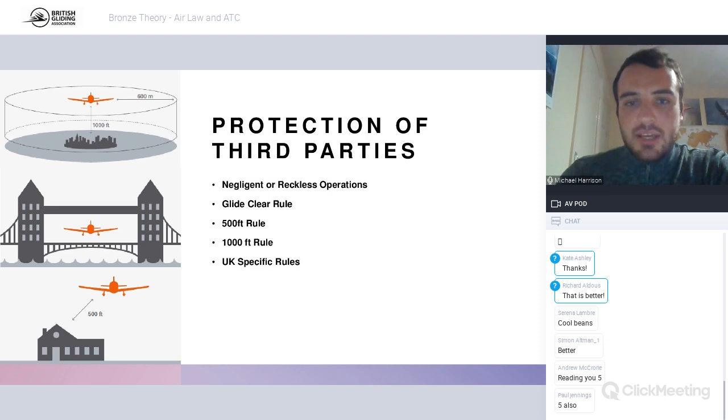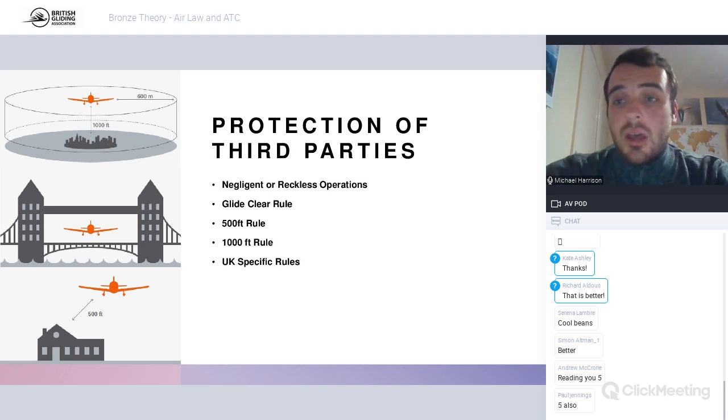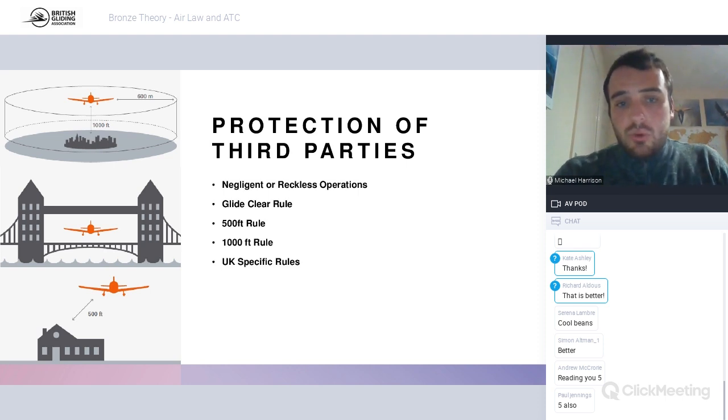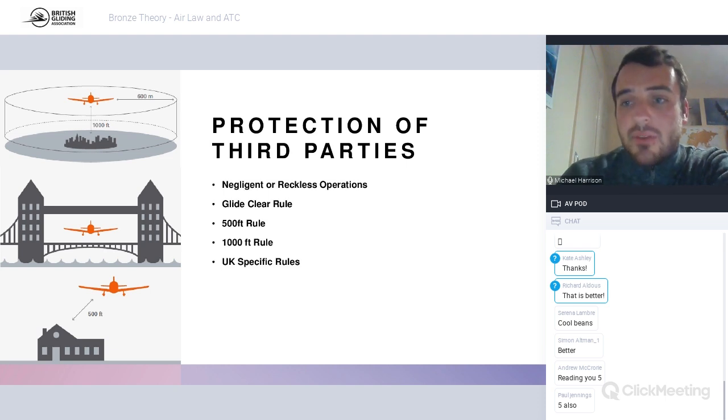So we're going to look at the protection of third parties initially. These are the rules that exist to protect people who aren't involved in aviation predominantly. Obviously, people who've got nothing to do with aviation don't want to get hurt or even killed by the way we fly our aircraft. So these rules are intended to protect them. The most important rules are the negligent and reckless operation rule, the glide clear rule, the 500-foot rule, and the 1,000-foot rule. And there are also UK-specific variations to those rules and some additions to those rules.